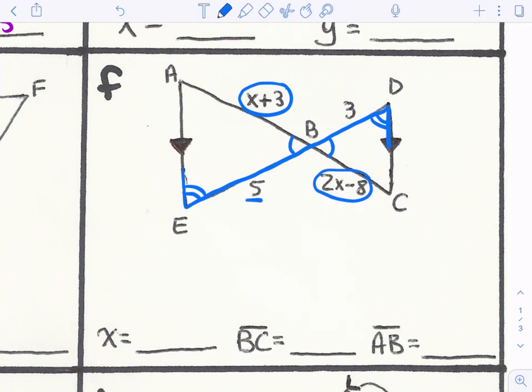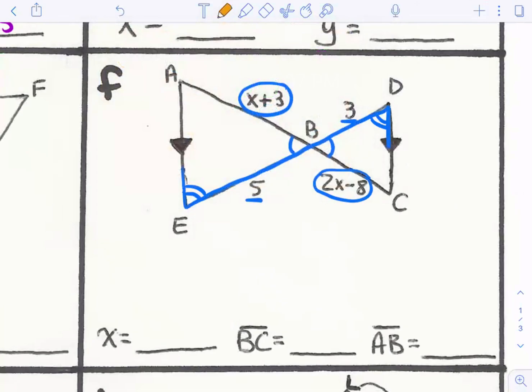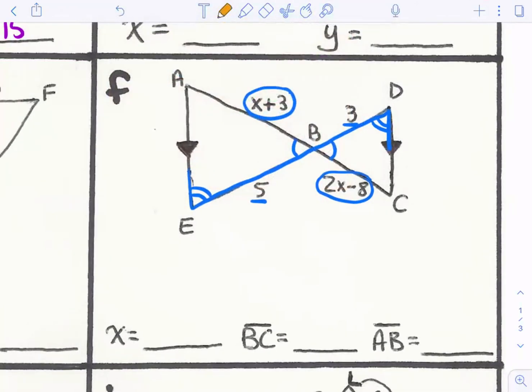That leaves me with 5 corresponding with 3. Notice how I only have 2 of the 3 sides. Is that okay? Absolutely. It's okay. You don't have to have all 3 sides if I've already told you the triangles are similar. So if I'm going to write this ratio, which I'll do right here, now I'm going to go from left triangle to right so I can stay consistent. X plus 3 over 2x minus 8 equals 5 over 3.